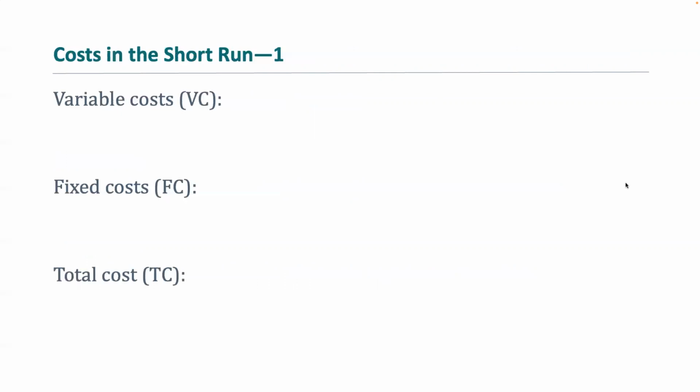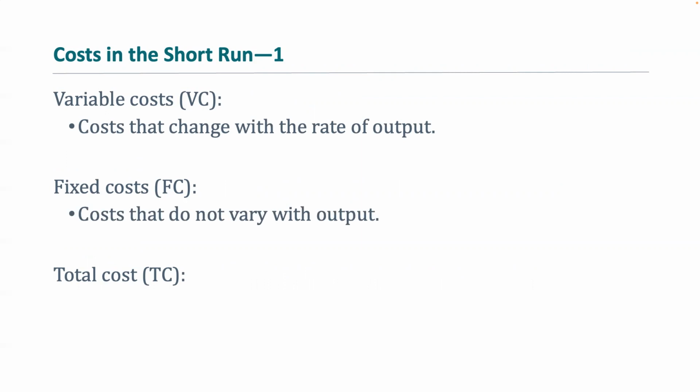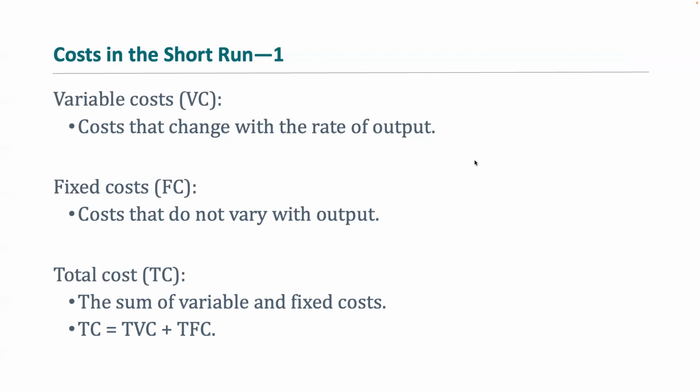So costs in the short run, we have VC, or our variable costs, and these are costs that change with the rate of output, meaning the more that we make, these costs typically will rise. Fixed costs, or FC, these are costs that don't vary with output. So regardless of if we produce nothing or 100 units or whatever number we're looking at, these costs will not change within a certain range. And then total cost, or TC, is just those variable and fixed costs added together.